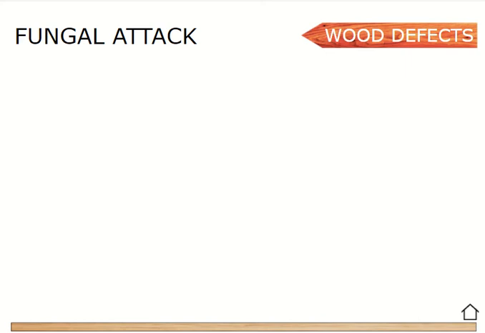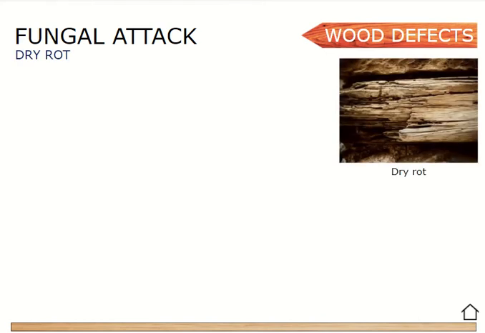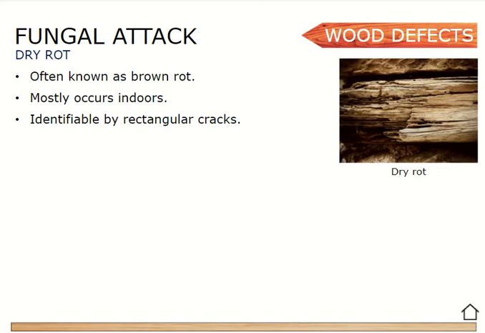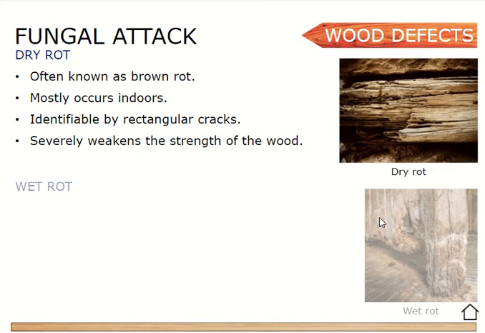Okay. So we look at dry rot first. So dry rot, as you can imagine, is whenever the wood's actually dry. So it's often known as brown rot. It obviously occurs indoors. So guys, if we use our brains here, dry rot has to occur inside, because if it's outside, it's not going to be dry, is it? It's going to be wet. Okay. So dry rot occurs inside. It's identifiable by rectangular cracks, so you can basically see the cracks in the wood here. And it severely weakens the strength of the wood, as you would imagine.